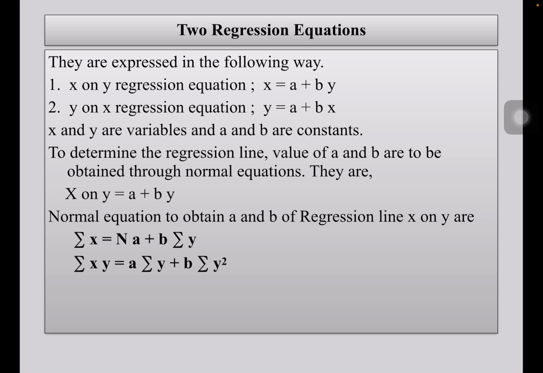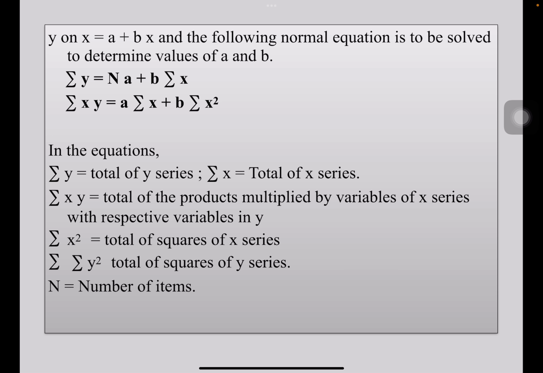So, for x on y, that is x equal to a plus by, the normal equations are sigma x is equal to na plus b sigma y, sigma xy is equal to a sigma y plus b sigma y square. These are just simple equations. For y on x, that is y equal to a plus bx, the normal equations are sigma y equal to na plus b sigma x and sigma xy is equal to a sigma x plus b sigma x square.